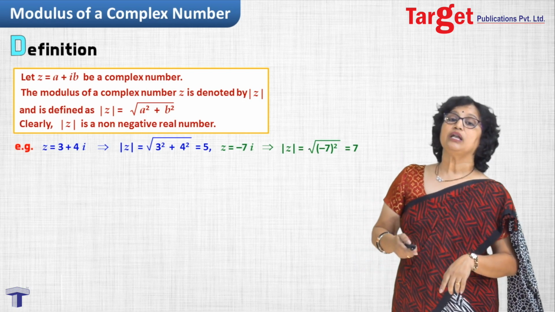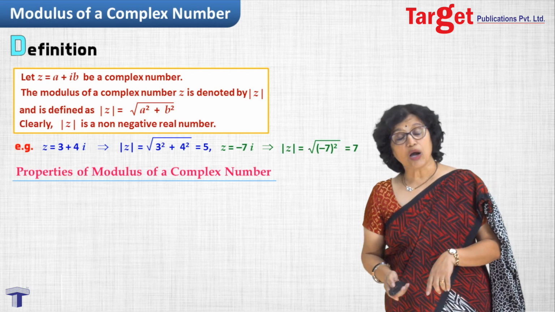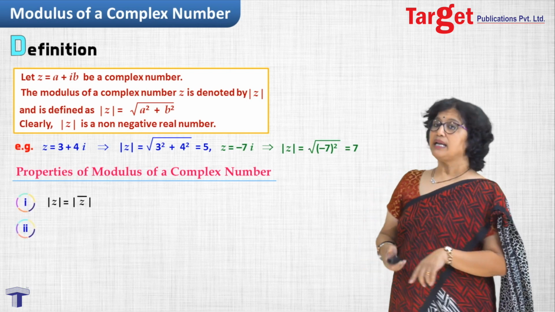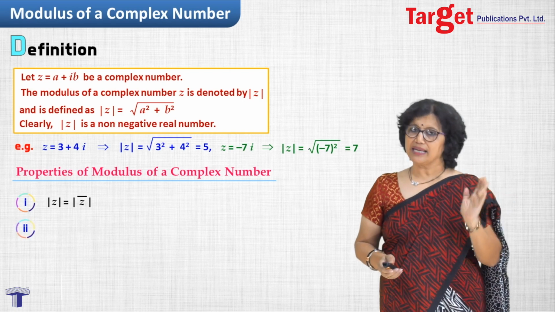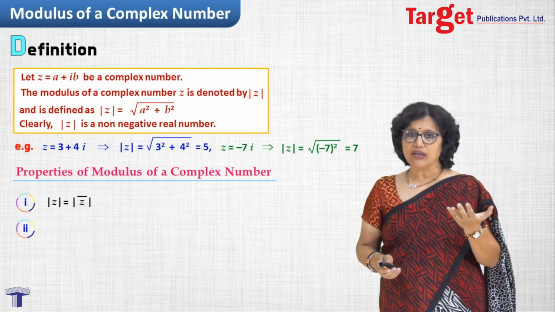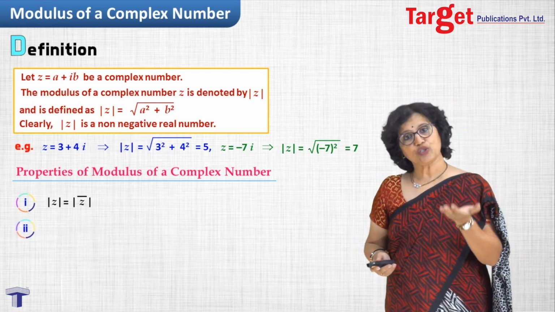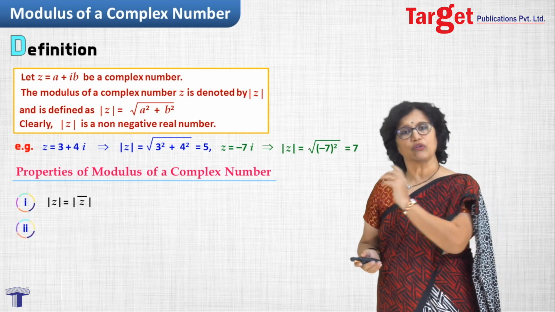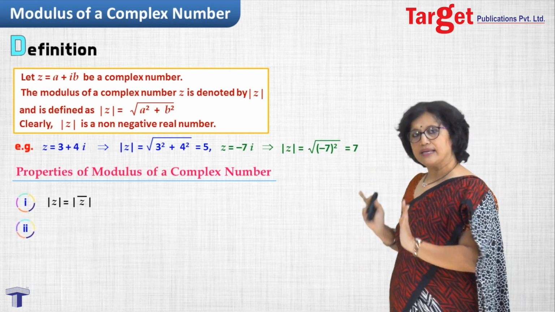So, now proceed to properties of modulus of a complex number. Now, first property is that modulus of z and modulus of z bar, they are same, because answer for under root a square plus b square and answer for under root a square plus minus b whole square would be same. So mod of z bar and mod of z, they are same.